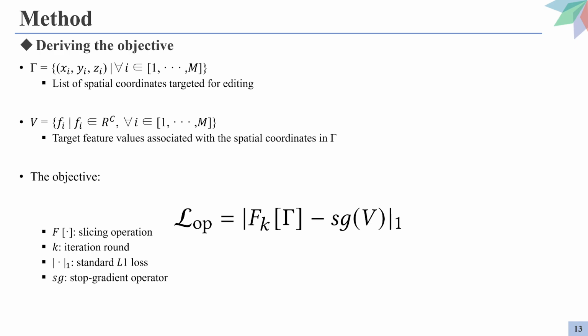Okay, so let us now get into details on defining the objective function for the optimization. The objective function consists of 2 components, gamma and V. Gamma is a list of spatial coordinates that was selected for editing. V is the target feature values associated with the spatial coordinates in gamma. The objective function is to have the current features of gamma mimic the target features in V. The derivations of gamma and V differ by the editing operator and will be explained in a few moments.